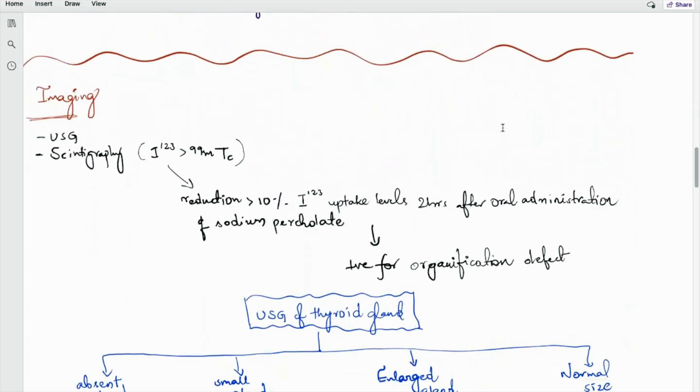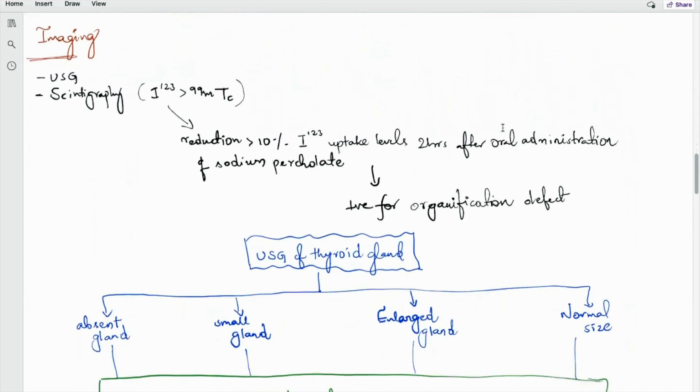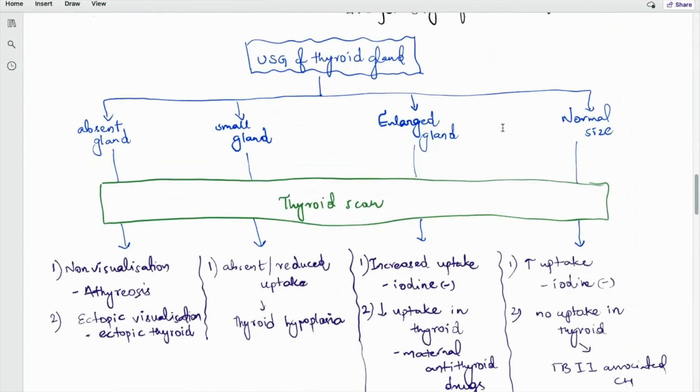Next, imaging. For imaging of the thyroid gland, we use ultrasonography and scintigraphy. In scintigraphy, if iodine 123 isotope is available, we should prefer iodine 123 isotope over technetium pertechnetate scan. Initially, we should do ultrasonography of the thyroid gland. If ultrasonography shows an absent gland, we should go for a thyroid scan, that is scintigraphy.